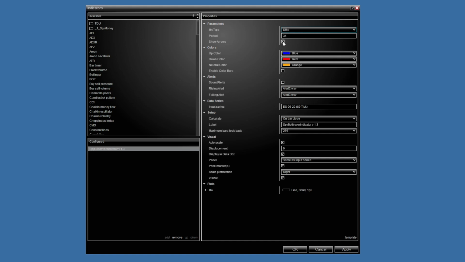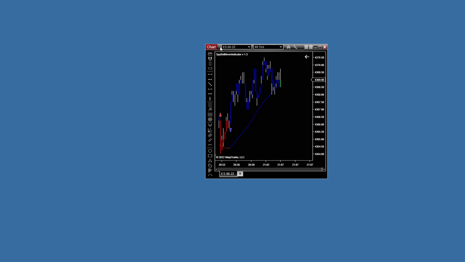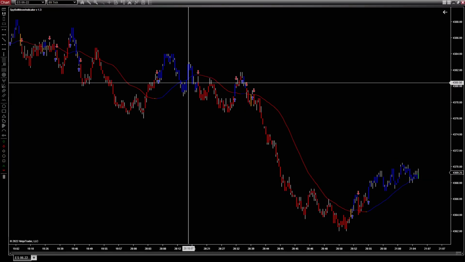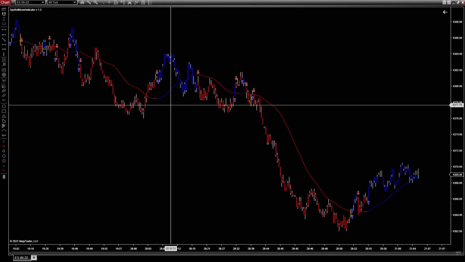You can turn the arrows on and off here. You can enable color bars, which I kind of like sometimes. I'll show you how it works. And then you can put your alerts in there. So when we bring that back over, let's see, is it that one? Yeah. It'll just show the bars that are the colors of the mover.